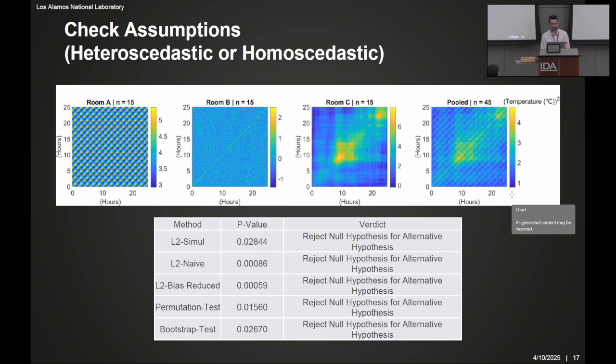Running an equality of covariance test, you can see the math behind it, and the null hypothesis happens to follow a chi-squared mixture distribution. We can calculate p-values, and we find that they're statistically different. And we can visually see that, yeah, these covariances are statistically different.